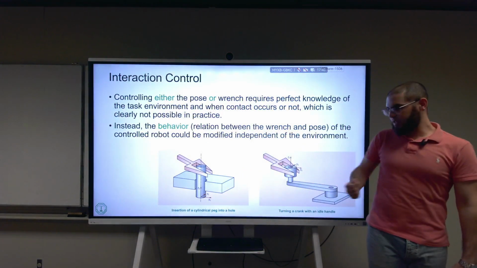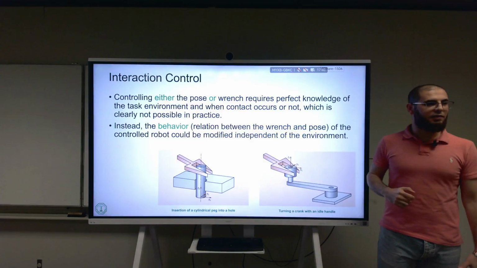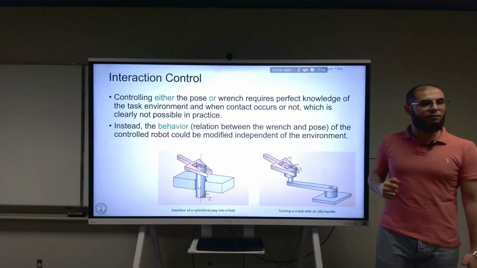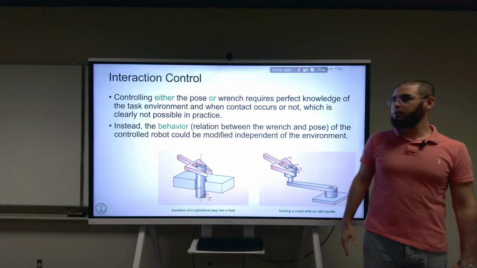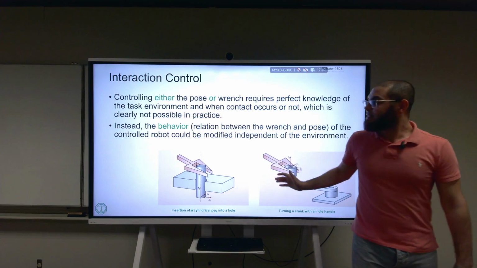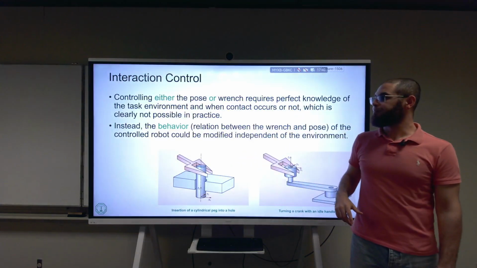Here, for example, this is opening a valve. Okay, having some sort of crank shaft, crank behavior. Okay, you can have sliding on the surface. You can have more stuff. Okay. In these cases, imagine that this is the end effector of a robot arm.